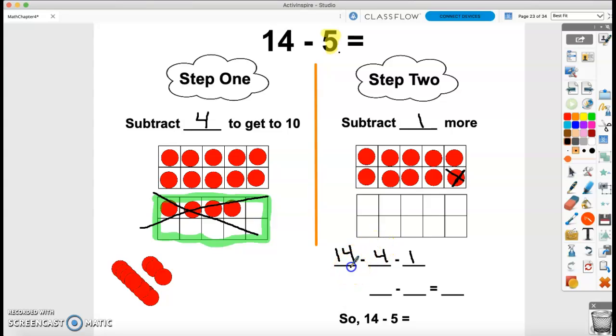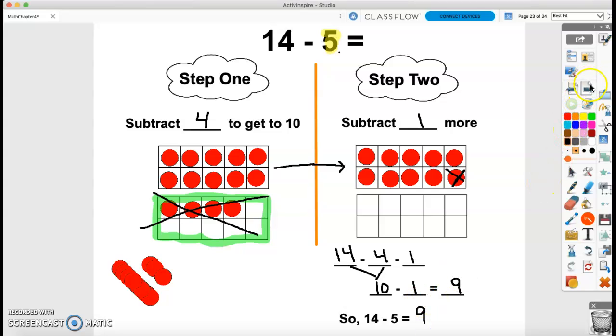So now I know by looking at my picture, 14 minus 4 is 10. Remember, right over here, when we took away that 4, we were left with our 10. And so we took that 10 for our step 2. We took that 10 frame over. Now, in this step 2, we had 10, and we took away 1. And we're left with 9. So 14 minus 5 equals 9.